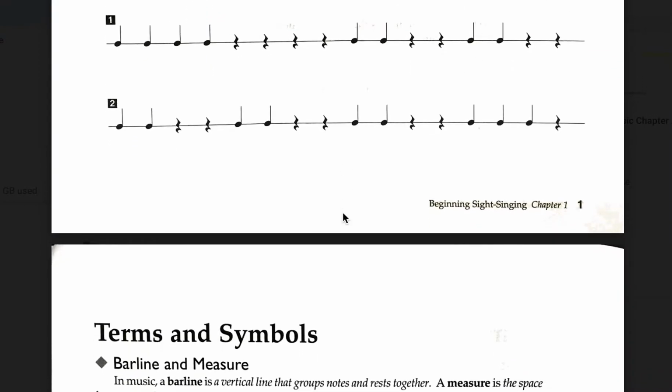So right now, all you got to do is clap, tap, or chant the following exercises just to practice reading quarter notes and quarter rests. We want to make sure that we keep the beat steady. So for each quarter note, we'll say the word ta. For each quarter rest, we won't say anything. Ready? Here we go. Ta, ta, ta, ta.